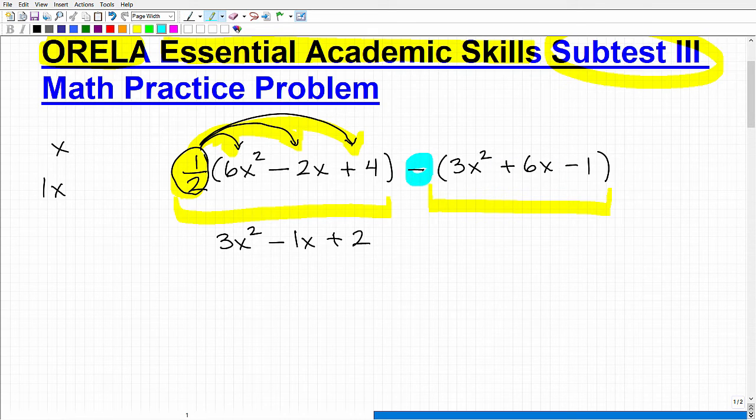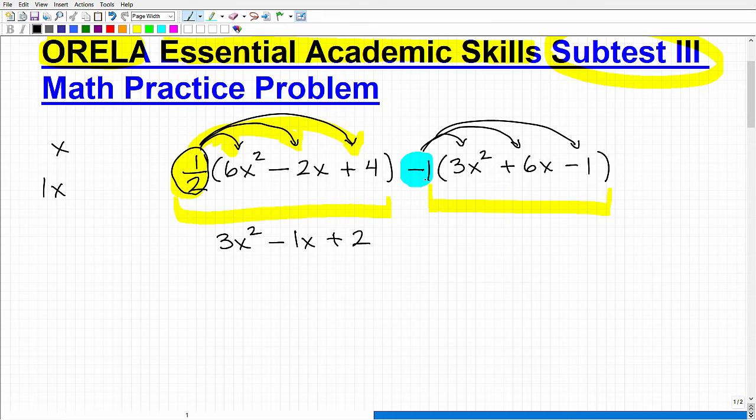This can cause some confusion, and I snuck it in there purposely to see if you could handle this, because this is a common place where students mess up. This is a negative sign outside of these parentheses. You can think of it as a negative 1. We're going to do the same thing: distribute that negative 1 to all of these terms here.